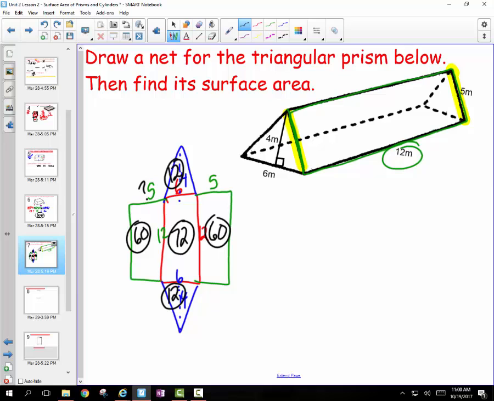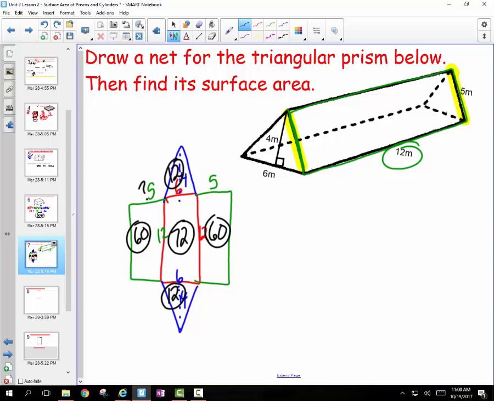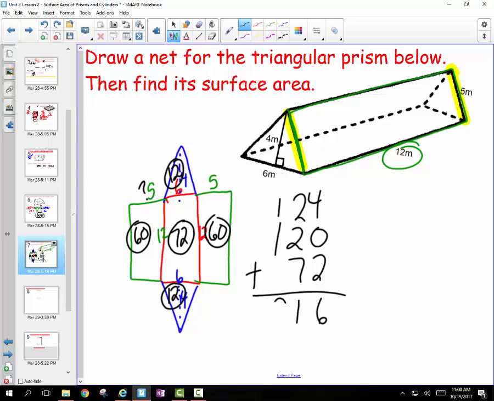What do I have to do with all these faces? Well, remember we said it's the sum of the area of all its faces, and the surface area of the solid is equal to the area of its net. So I need to find this total area. So maybe I'll do 12 plus 12, which is 24, and I'll do 60 plus 60, which is 120, and then I still need to add my 72. I'm adding all the sides. I did 12 and 12 was 24, 60 and 60 is 120, and then I have 72. And I go to add this, and I know 4 plus 2 is 6. 2 plus 2 is 4, plus 7 is 11, and I carry that, and I have 216. Question is 216 what? Well, it was surface area, so I'm going to say 216 meters squared.